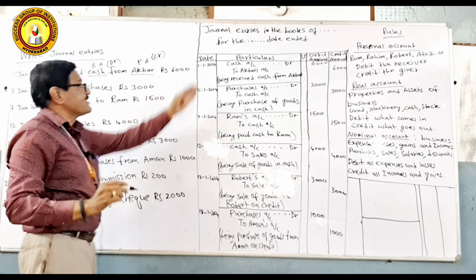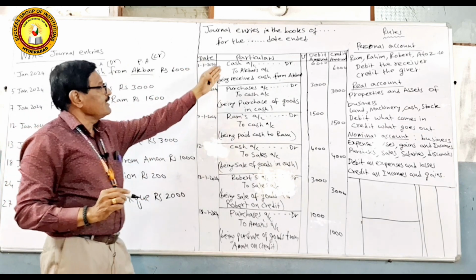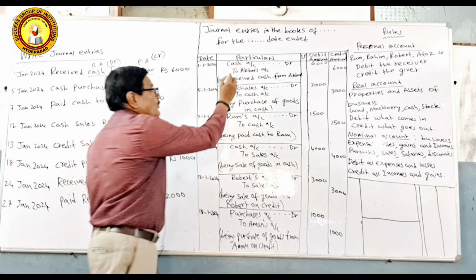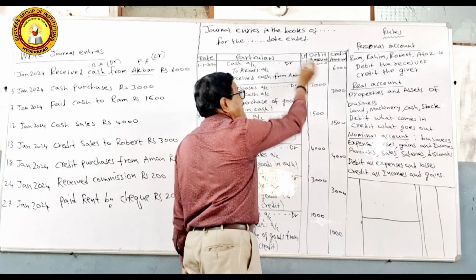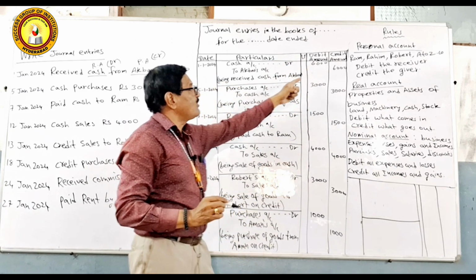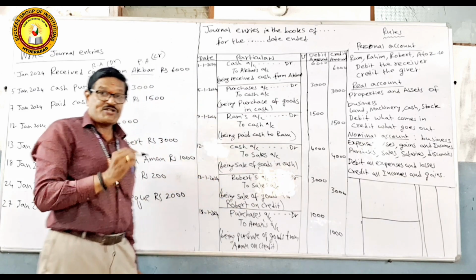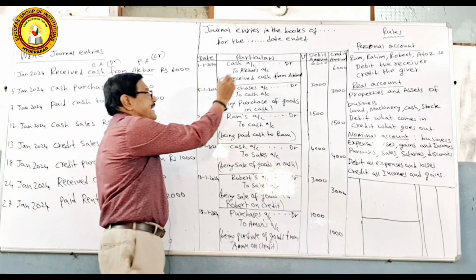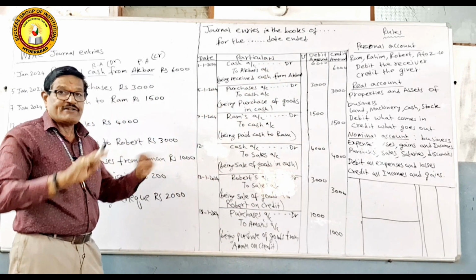So the journal entry is, on the date 1/1/2024, cash account debit to Akbar's account. In the debit column, write down 6,000. In the same way, on the credit side, you write down 6,000. The narration or description says, being received cash from Akbar. So the transaction is over.